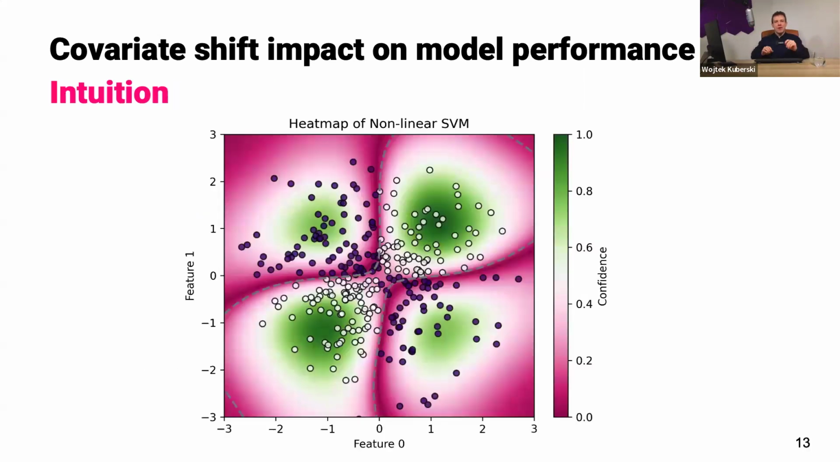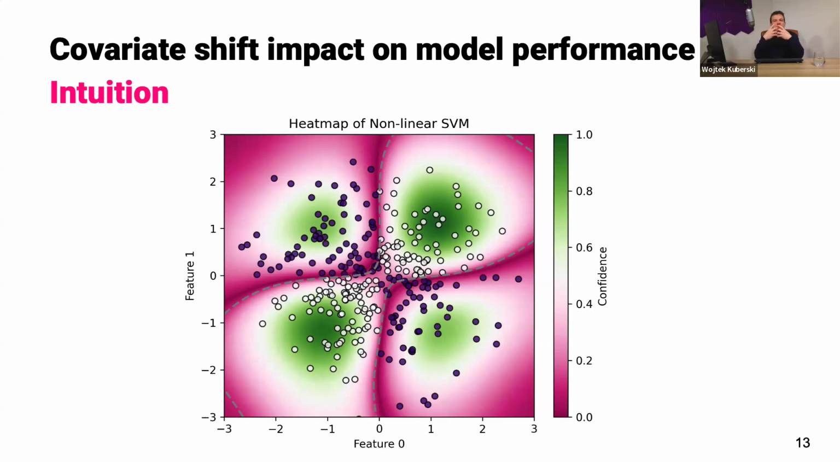Hope that's clear. Now, let's talk about the intuition of how we can quantify the impact of covariance shift on model performance without access to the target data. So the first thing we're going to do is look at model predictions. We have this beautiful dragon fruit picture here, which shows the confidence of the model depending on where a given data point is located in the model input space.